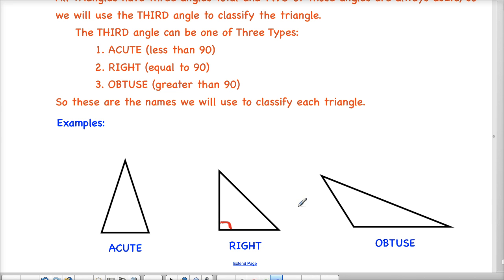So those are examples of three different types of triangles: one is acute, one is right, and one is obtuse. Now we would use our protractor to measure all of these angles and check to make sure, but generally speaking, we are going to be able to classify these triangles just by sight, based off of whether the angles are all three acute, one right, or one obtuse. Okay, so that's how to classify these triangles by their angles.